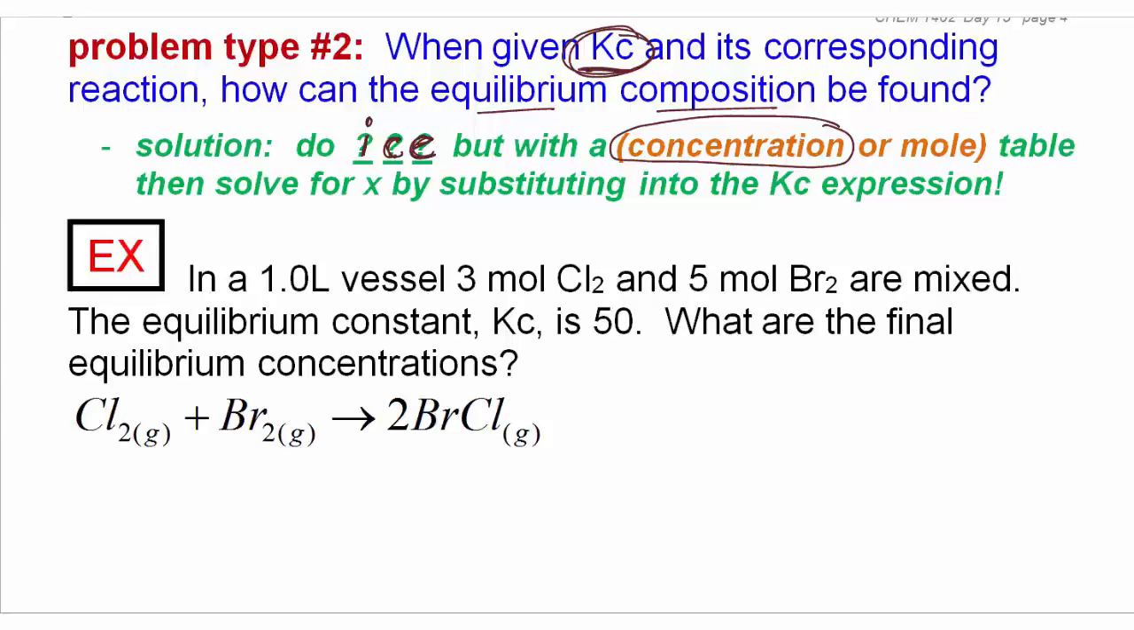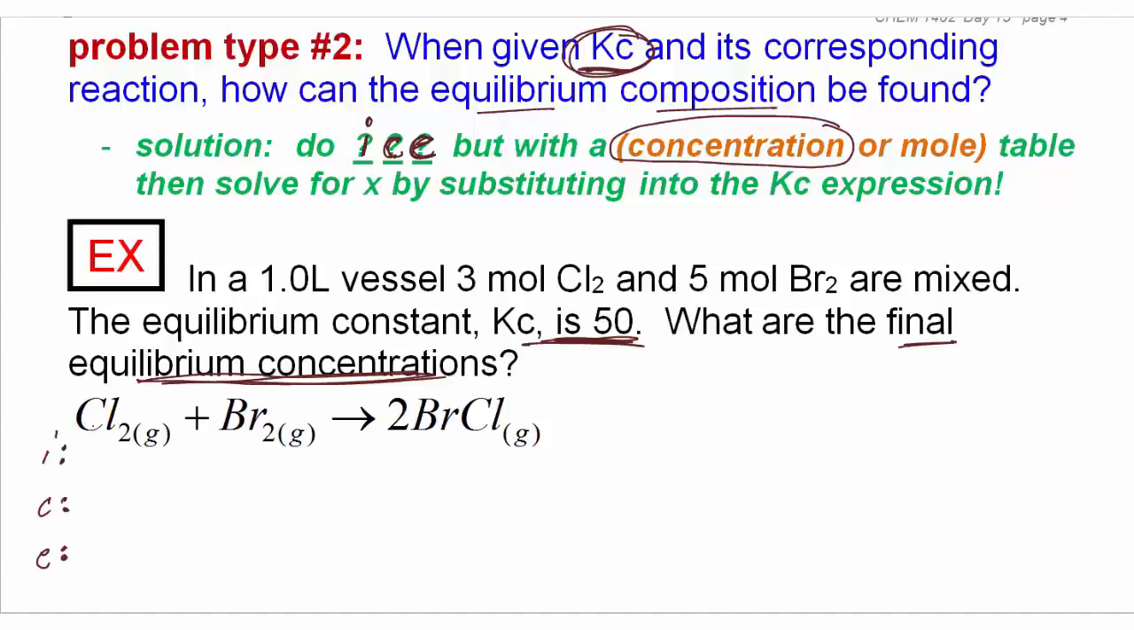Let's try it. In a 1 liter vessel, 3 moles of chlorine and 5 moles of bromine are mixed. The equilibrium constant is 50. What are the final equilibrium concentrations? So they're asking for this composition. Definitely an ICE problem, okay? And it has to be a concentration table. Whenever they give you KC, it has to be a concentration table. So the initials have to be in concentration.